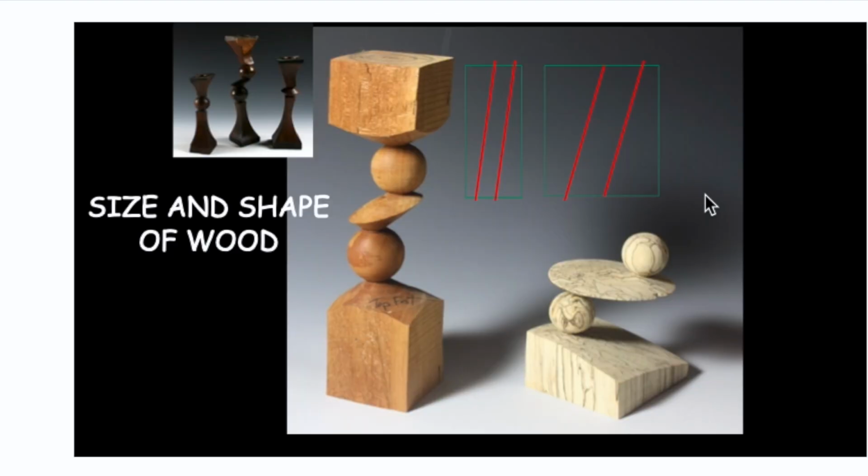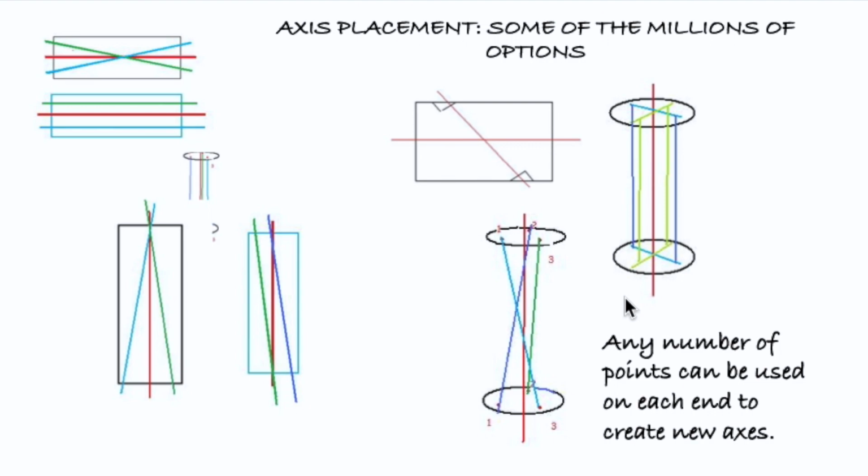The size and the shape of the wood makes a huge difference. When you turn an idea on a long, slender piece, you might get an outcome that looks like that. And then if you turn that same idea on a square piece of wood, like a 6-inch square, you turn it exactly the same way and you get an object like that. So size and shape of the wood can make a huge difference on the same idea that you want to turn.